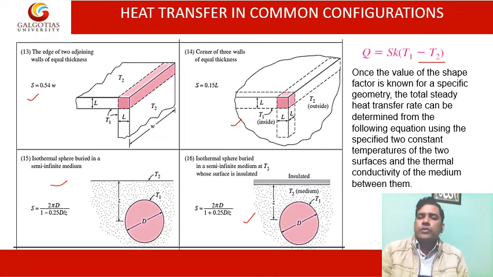Once the value of the shape factor is known for a specific geometry, the total steady heat transfer can be determined from the following equation, using the specified constant temperatures of the two surfaces and the thermal conductivity of the medium between them.